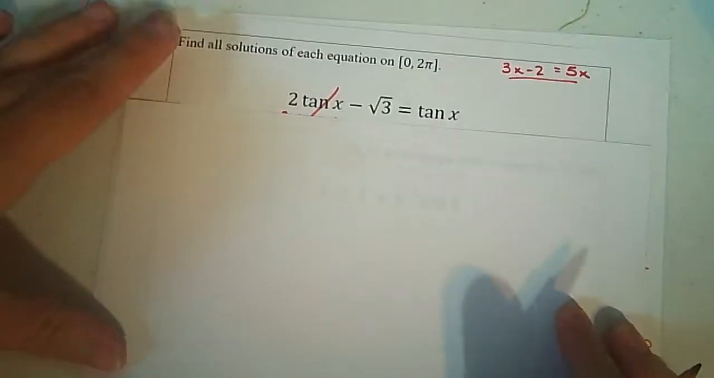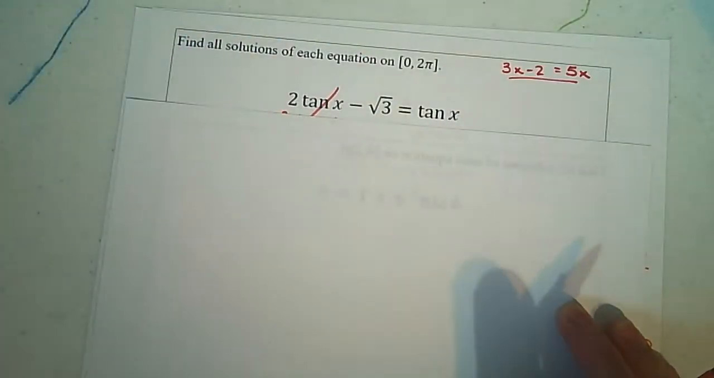Sorry, I started this example and then I got interrupted, so I had to restart the video, which is why there's writing on it. Anywho, our directions are to find all of the solutions on the interval 0 to 2 pi. So the equation we're looking at is 2 tan x minus the square root of 3 equals tan x.